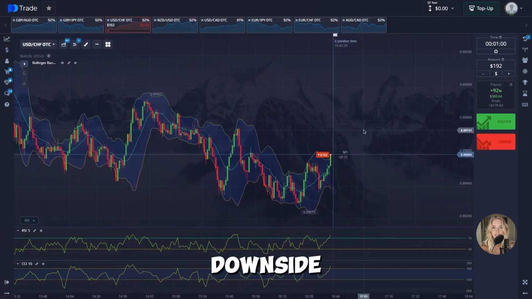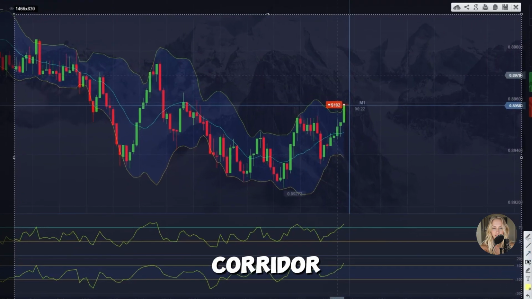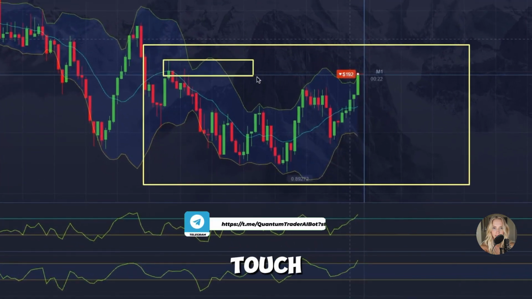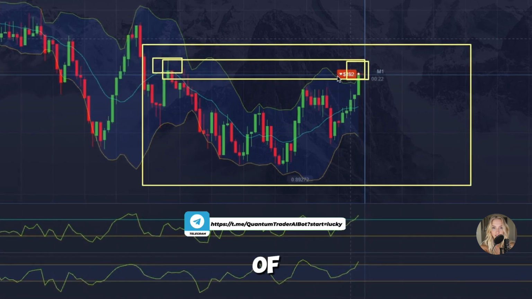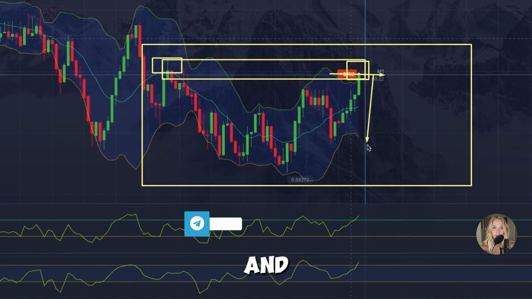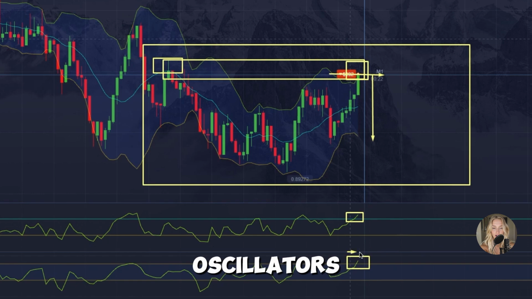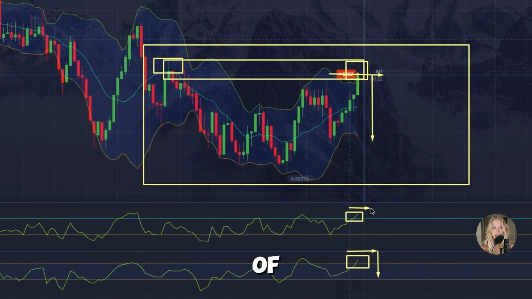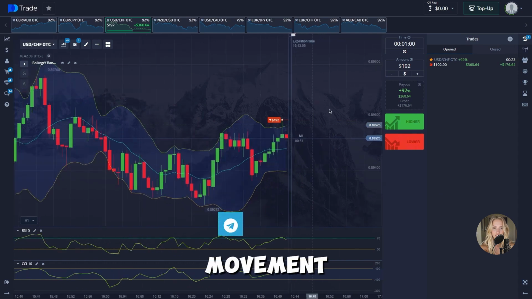Let's open a downside deal here. It's also a good entry point. We can highlight this price corridor, highlight its resistance area, touch it, form a new local maximum, then touch the upper moving average of our channel indicator, and I want the exit to happen from the overbought area on our two oscillators. In general, the principle of entering a deal was exactly the same, and you can already see the result of the movement.